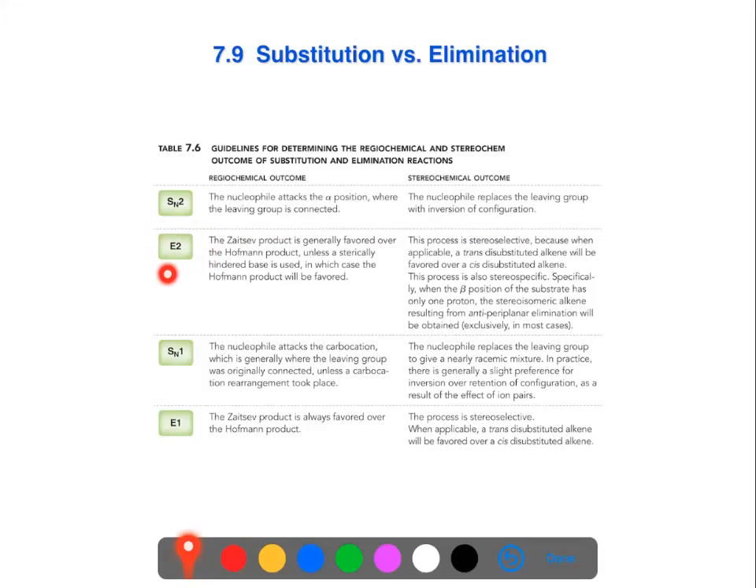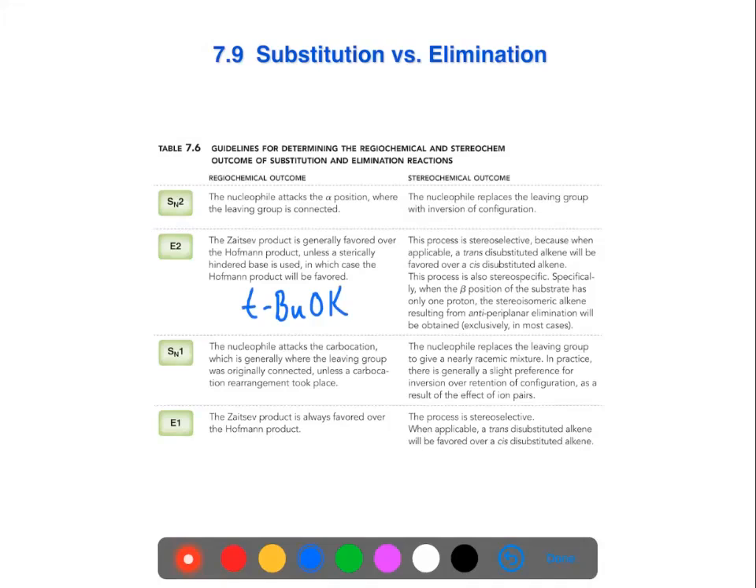For the E2 reaction, we saw that the Zaitsev product is generally favored over the Hofmann. And that is true, the more highly substituted alkene will be your major product, but that's only if you're not using a sterically hindered base. And so a sterically hindered base like tertiary butoxide, and that's the only one that we'll use in this course, and it's normally written in this way, as the potassium salt. This is the only base that will favor the Hofmann product over the Zaitsev.